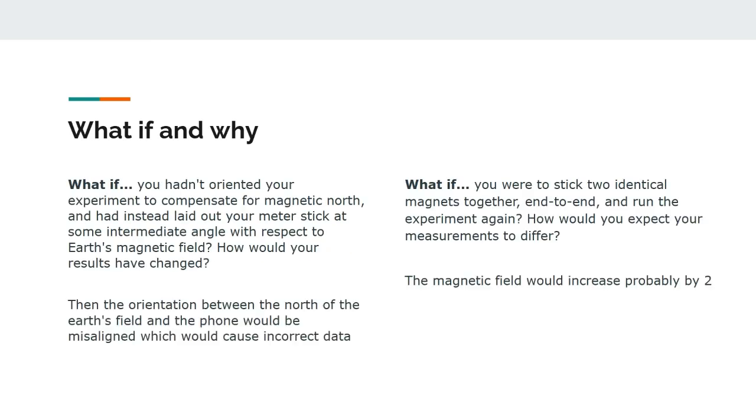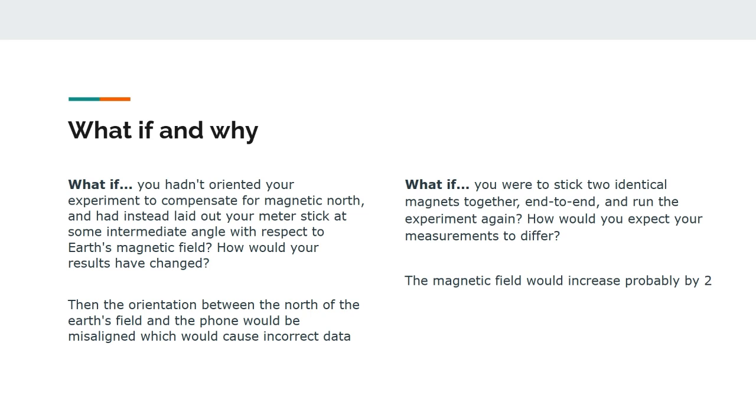What if and why? If you hadn't oriented your experiment to compensate for magnetic north and had instead laid out your meter stick at some intermediate angle with respect to the Earth's magnetic field, how would your results change? The orientation between the north of the Earth's field and the phone would be misaligned, which would cause incorrect data because there would be conflicting fields.